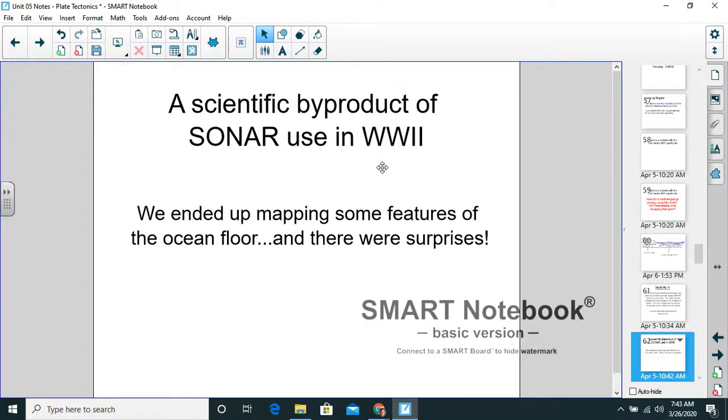But a byproduct of that is when the war was done, and some of the people, you can watch videos on this, there's people that were involved in helping to develop and use sonar in World War II who had a scientific background. And when the war is done, they realize that, hey, we've got this information that, these sonar pings didn't just bounce off of submarines. They bounced off the ocean floor. And we have some features on the ocean floor. And there were surprises.